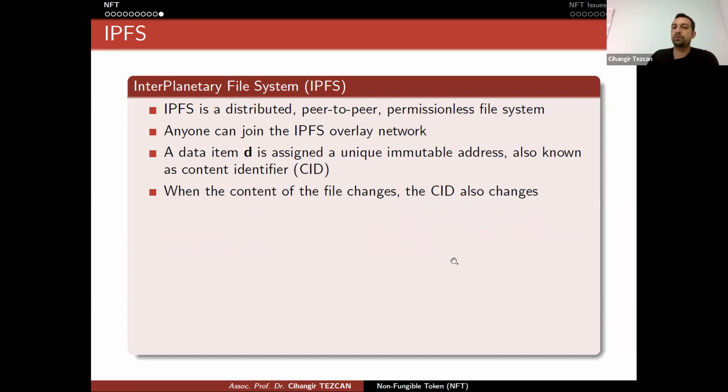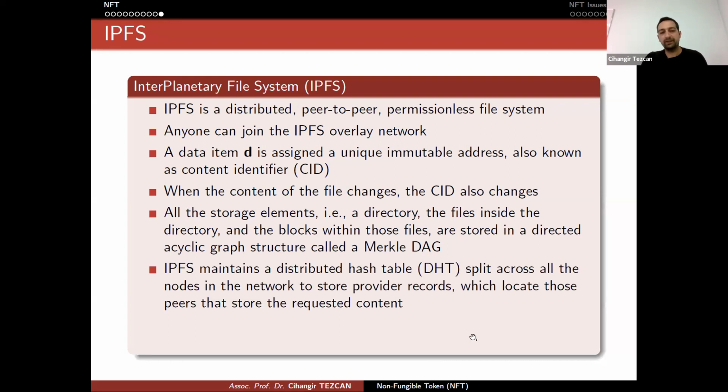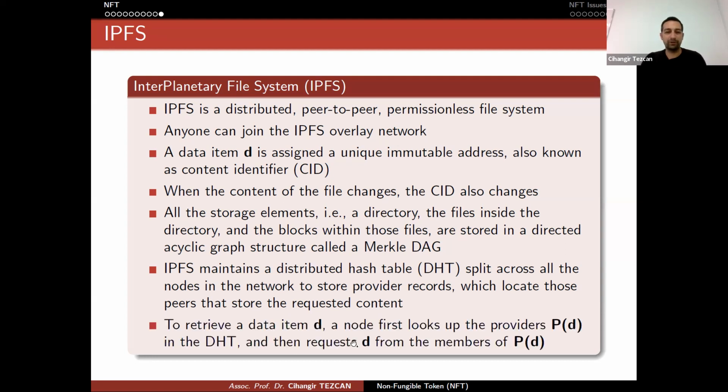Because this is a peer-to-peer distributed network, somebody needs to host your file so that it is available. So all the storage elements in a directory, the files inside the directory and blocks within those files are stored in a directed acyclic graph structure called a Merkle DAG. IPFS maintains a distributed hash table split across all the nodes in the network to store provider records, which locate those peers that store the requested content. So to retrieve a data item D, a node first looks up the providers PD in the DHT, and then requests D from the members of the PD.